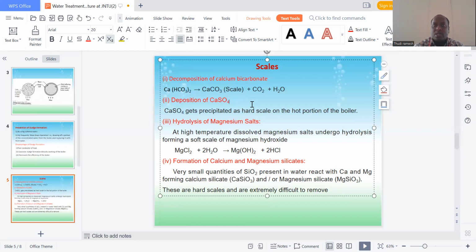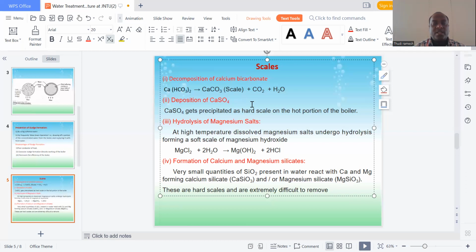So the salts that are responsible for scales are calcium carbonate, which is formed because of the decomposition of calcium bicarbonate; calcium sulfate, a permanent hardness causing salt; and magnesium salts like magnesium chloride, a permanent hardness causing salt, which on hydrolysis forms magnesium hydroxide, a soft scale forming substance. At the same time, the silicates, when they combine with the calcium or magnesium metal ions inside the water, form calcium silicate and magnesium silicate.